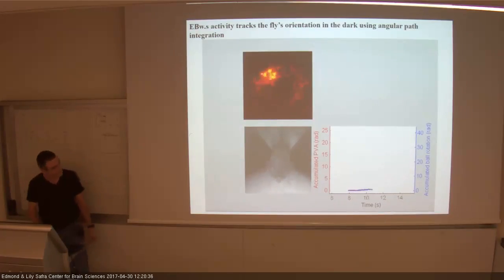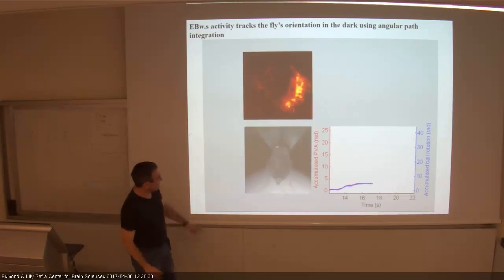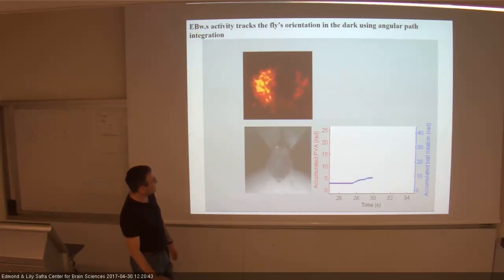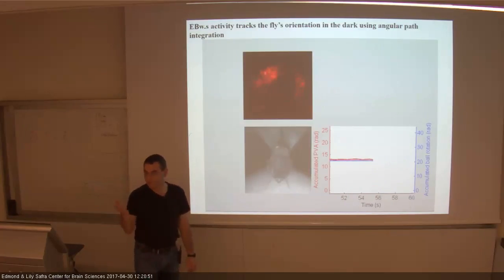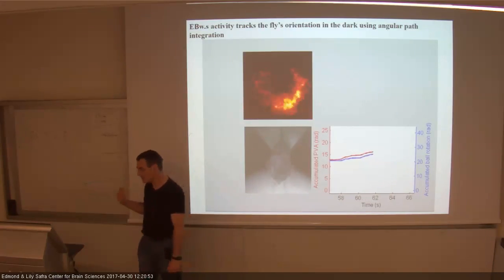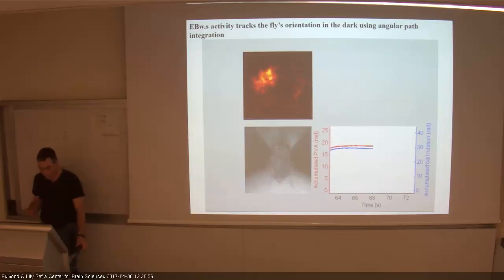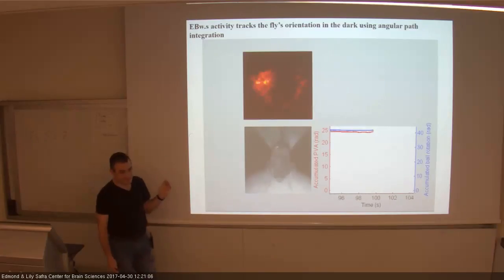This is in the dark. The animal is moving. So you can look at the bump of activity. Well, I don't know if it's in response to its motion, but the idea is that what these neurons encode is a direction of the animal in space. Like head direction? Exactly, it's like head direction, but in the fly.